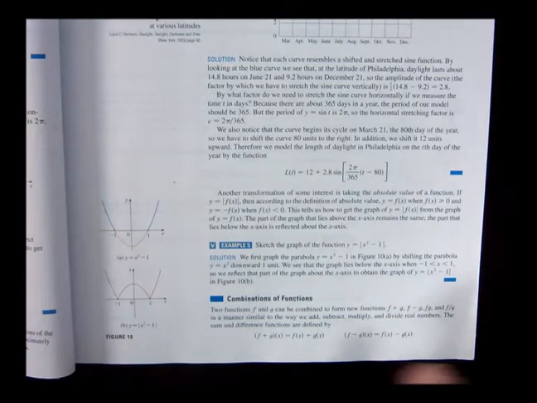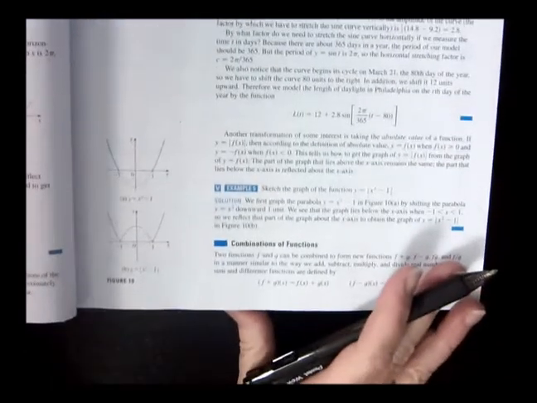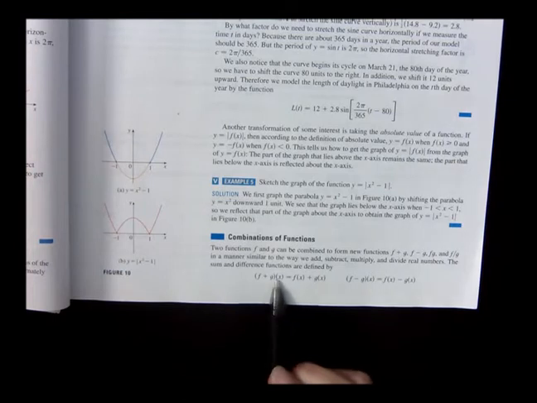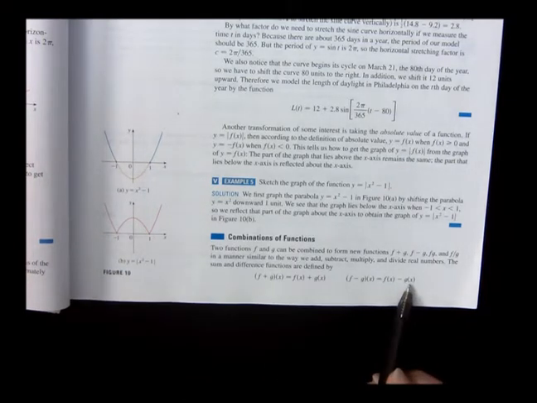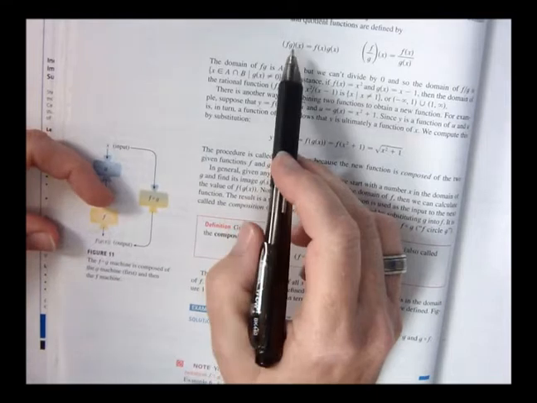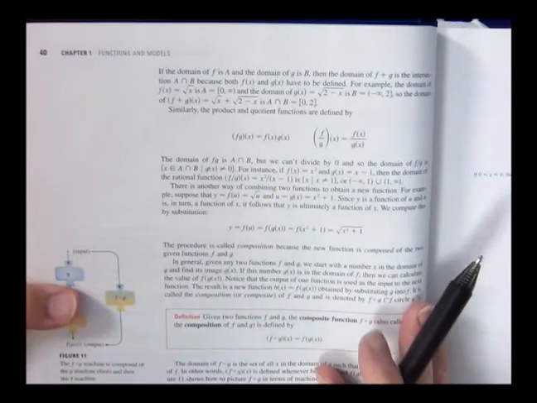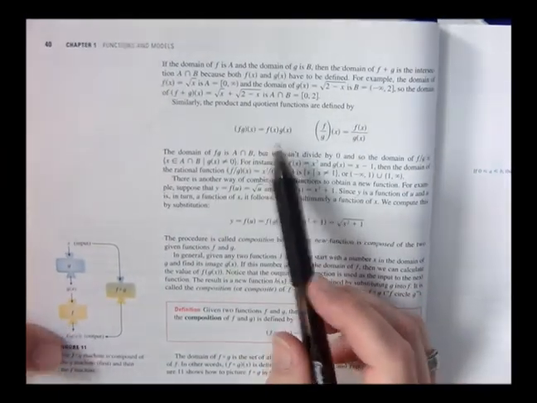Next thing we're going to look at is the combination of functions. This is super duper easy. This just says if I have two functions and I want to add them together, then I add them together. If I want to subtract them, then I subtract them. If I want to multiply them, you multiply them. Now there are some things you have to start looking at with domain and range when you combine these, but it's not really that hard.